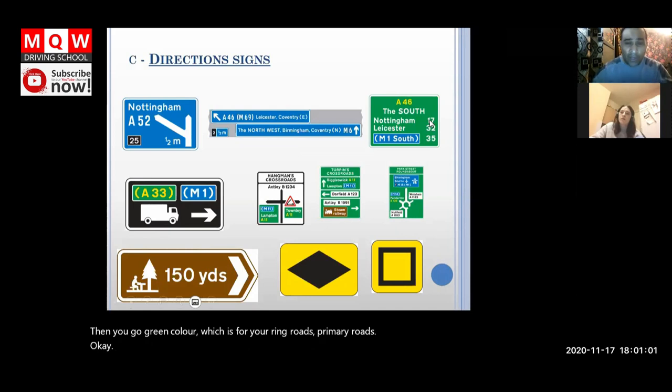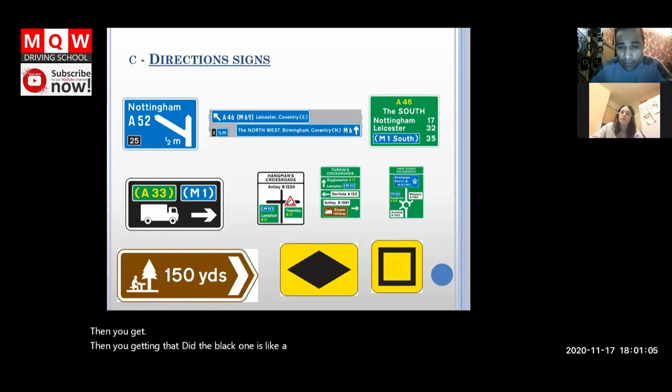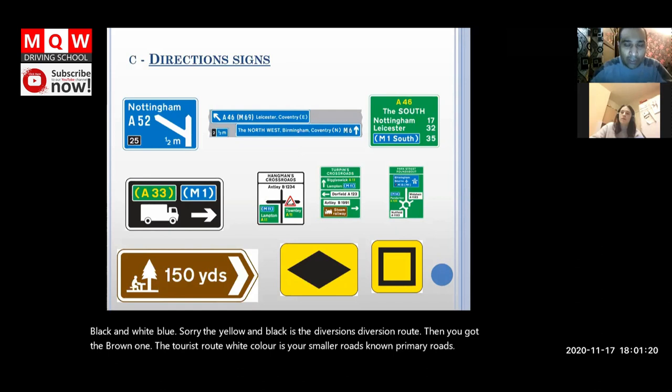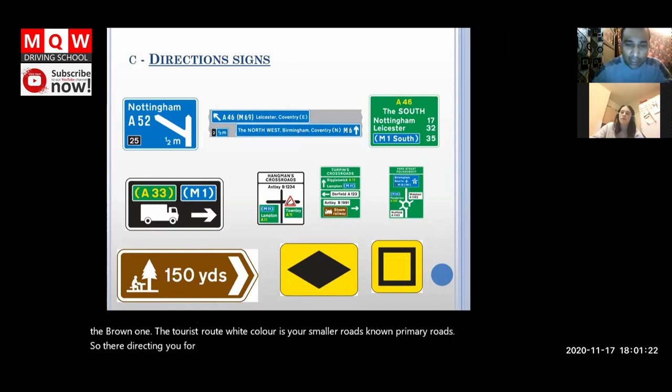Then the black one is like a diversion. Black and white, sorry, the yellow and black is a diversion route. Then you got the brown one, the tourist route. White color is your smaller roads, non-primary roads. So they're directing you to some places, so they're called your direction signs.